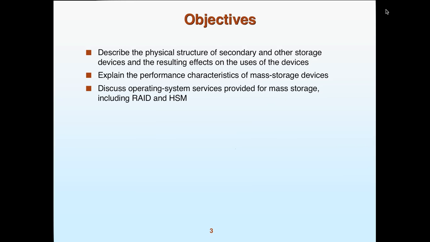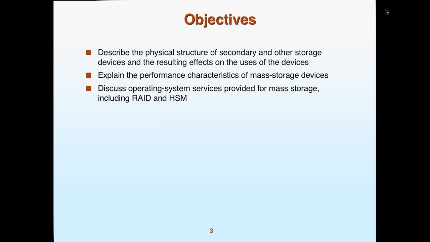So in terms of what we're looking at, we're describing the physical storage of secondary and other storage devices that results in effects on the uses of the particular devices. You know, talk about hard drives and how they spin, how they work in terms of the mechanical components, but this is not a computer architecture course, so I'm not going to get into the nitty-gritty details of building hard drives. I could take an entire course on that. Instead, I'm going to cover the concept of how operating systems are designed to make use of it and not to wear out the hardware.